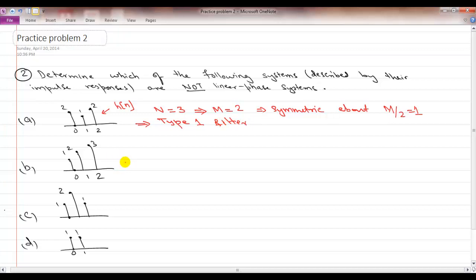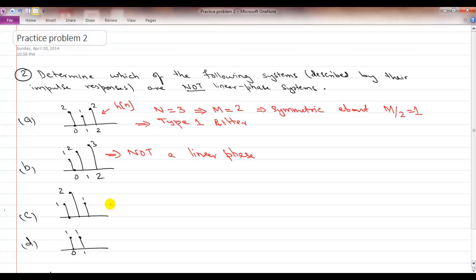Let's come to part B. Is this linear phase or not? This is not a linear phase system, because if you remember all the 4 types of filters, they have to be either symmetric or anti-symmetric. So this is neither symmetric nor anti-symmetric. We would have to verify other things about where it is symmetric, but just looking at this, you can see that it is not a linear phase system because it's not symmetric.